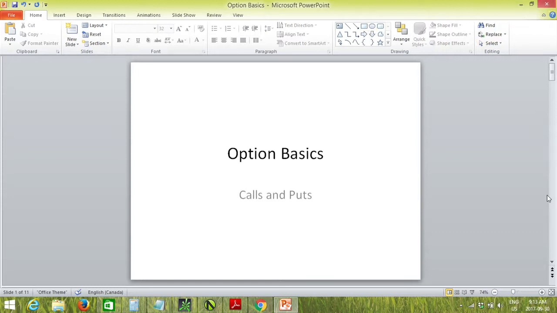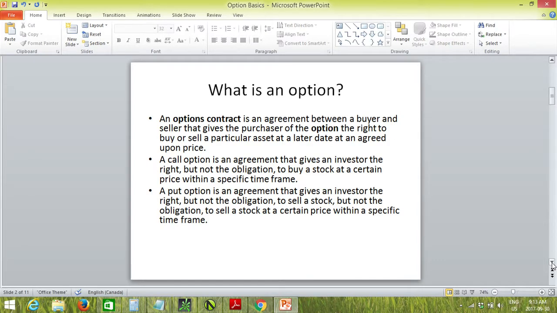Give me 1 second here. Got my little PowerPoint up here. All right. So what is an option? An option is a contract between a buyer and seller that gives the purchaser of the option the right to buy or sell a particular asset at a later date at an agreed upon price.